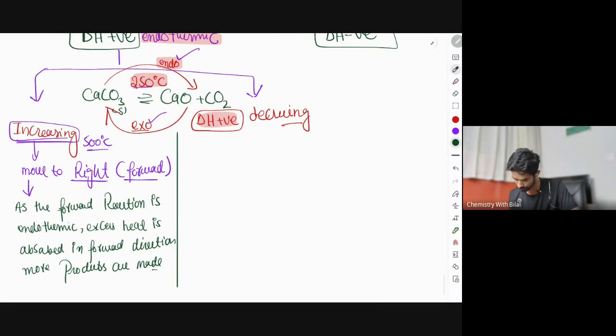So I want everyone to predict for a decrease in temperature in another 1 minute. Write the answer in your notebooks, everyone. It should be exactly opposite to what happens when you increase the temperature. Shabash.